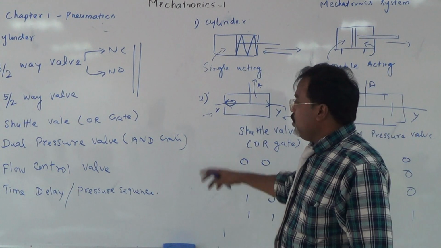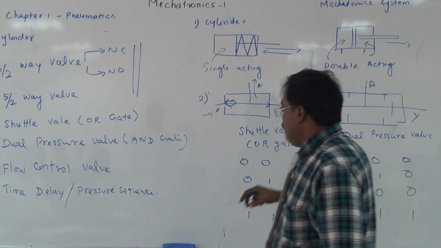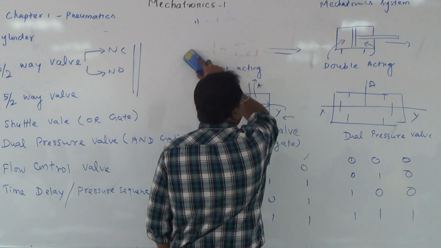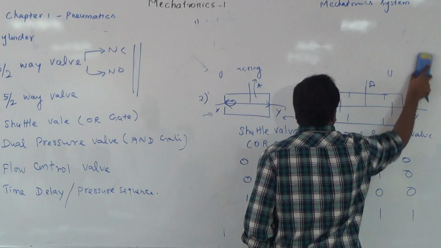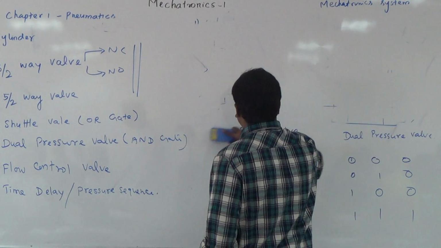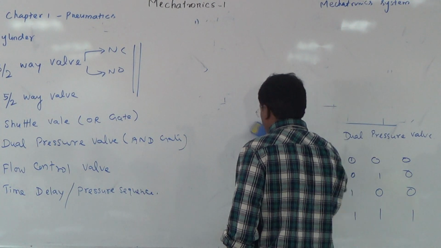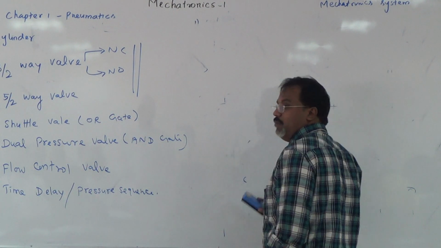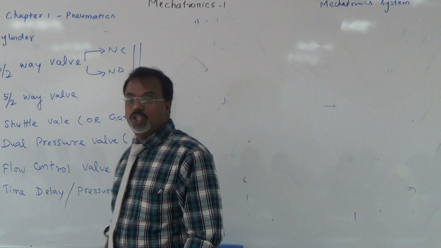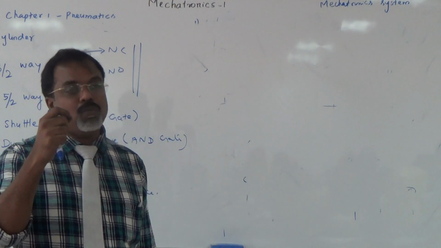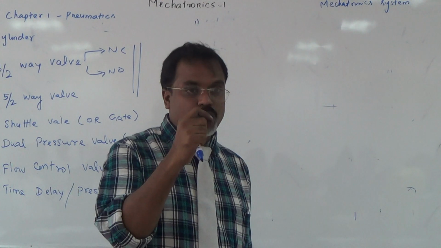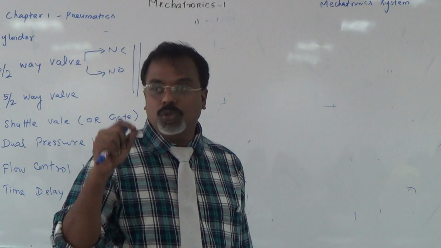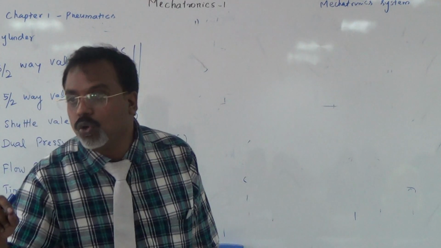See that there is a flow control valve. What is the purpose of the flow control valve? If you give the whole amount of pressure to the cylinder, it will go very fast. If you want to have a controlled motion of the piston in the cylinder, then you have to use a flow control valve.